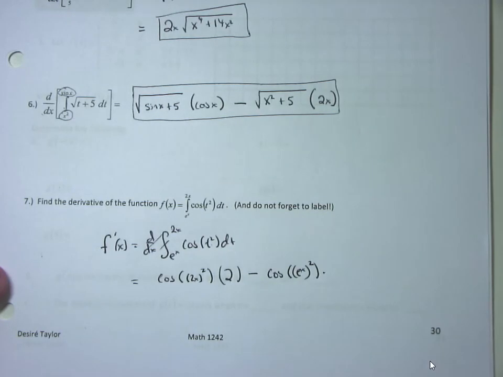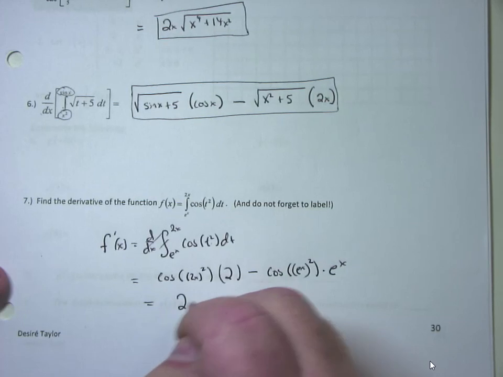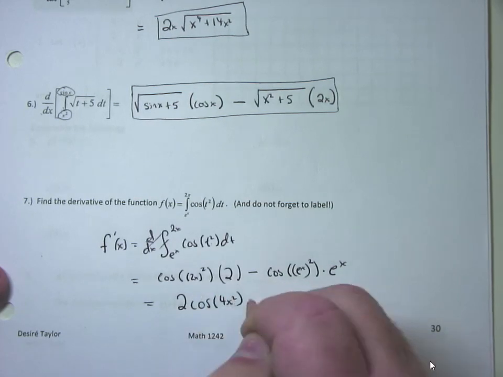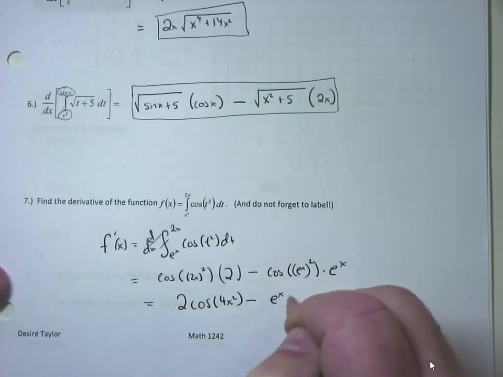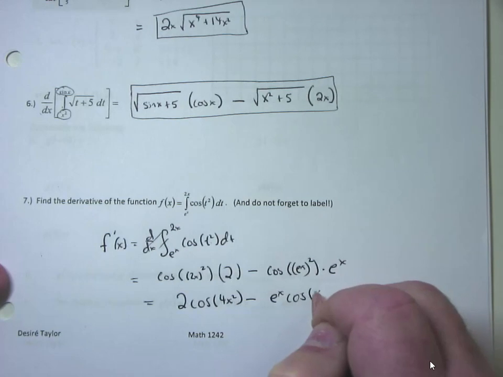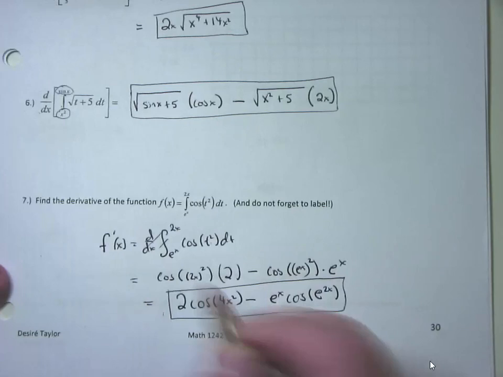What's the derivative of e to the x? Times e to the x. Cleaning this up, you would get 2 cosine of 4x squared, because it just looks better, minus e to the x times the cosine of... power to a power, you multiply. That's going to actually be e to the 2x. That's how they would probably put it on a multiple choice kind of answer.